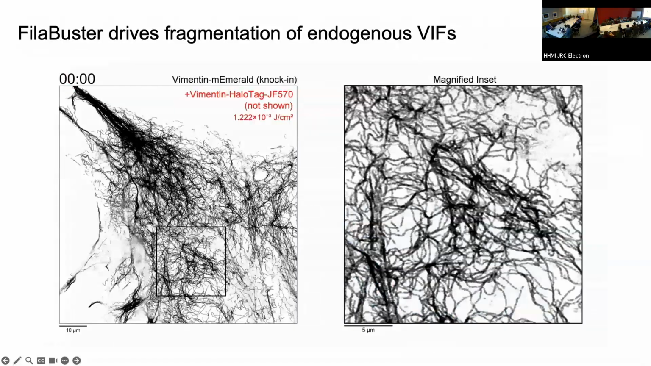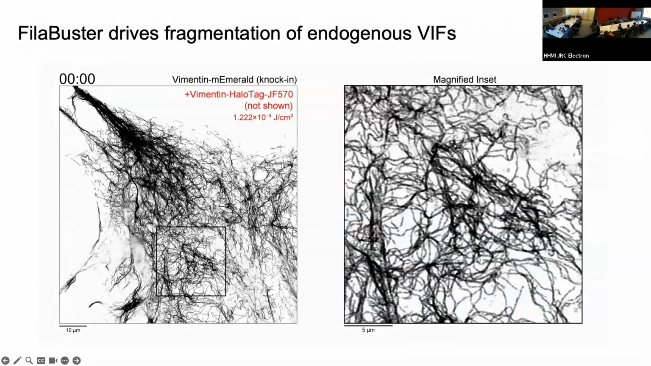So one thought that we had was, while it appears very much like we're fragmenting the vimentin network, it's possible that we're just losing our tool. Maybe the halo tag is popping out of the filaments and the endogenous network is completely fine. That's a big concern if that's indeed what we're doing.